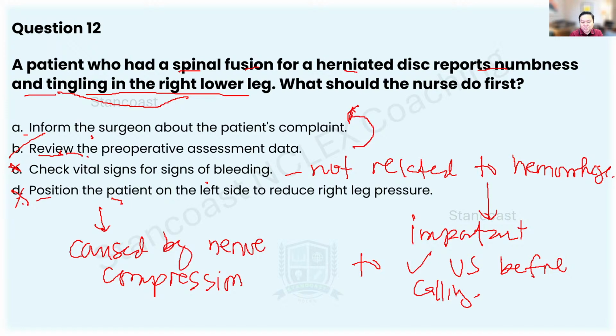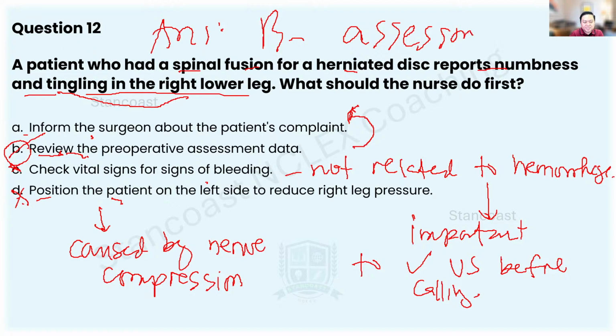Hey doctor, our patient right now is having numbness and a tingling sensation, and we already reviewed the pre-op charting. Our assessment data did not have that kind of manifestation. So this is an emergency that should be dealt with accordingly. That's the time that you can make that phone call, but not before letter B. So make sure you do letter B first.